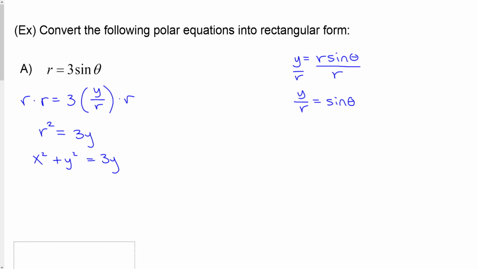And generally these, as long as you get them in rectangular form, so everything has x's and y's, you can generally stop at that point, because there's not a lot of times where you can actually get these into just y equals some function of x.